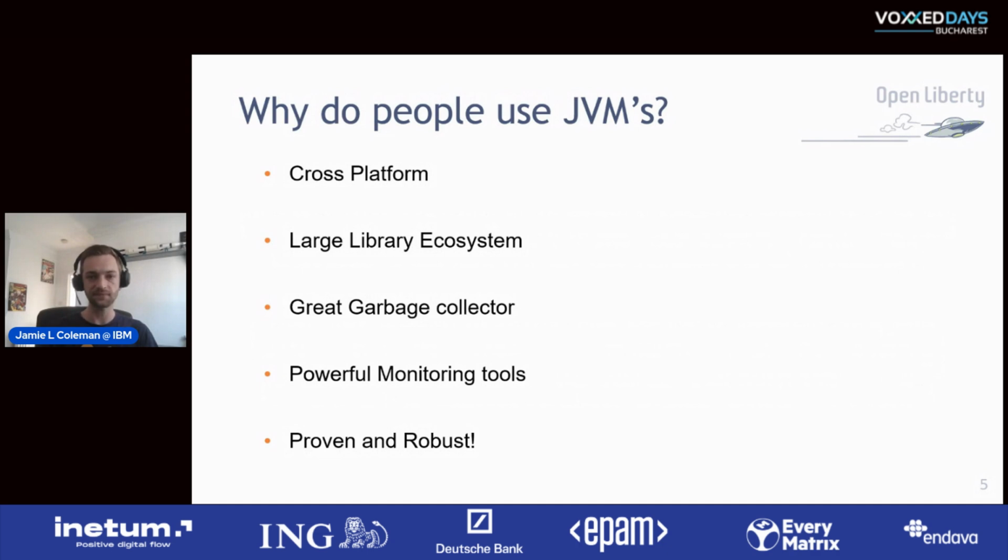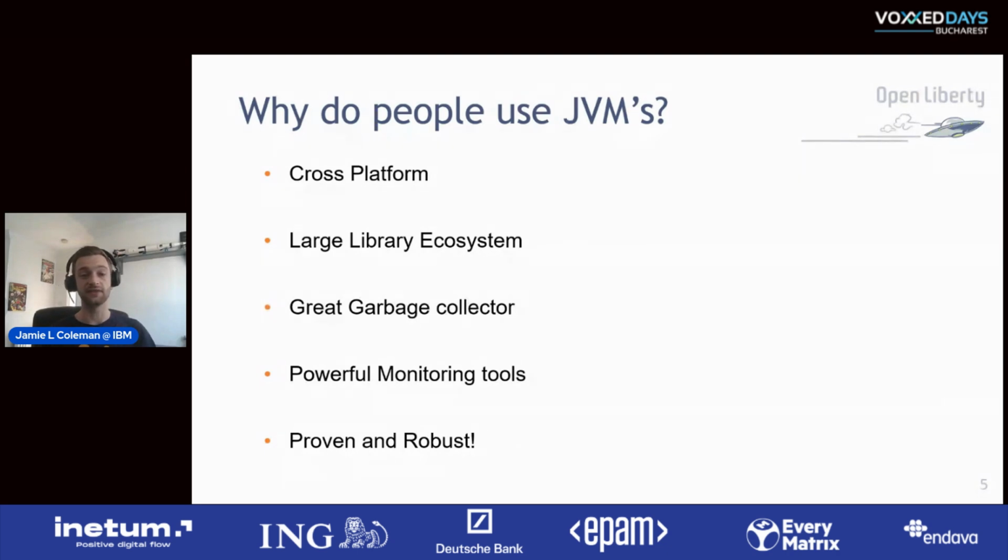So why do people use JVMs? Well, like I mentioned, it's cross-platform, you can generally run Java anywhere. It's got a large library ecosystem. People have been using Java for a very long time, over 25 years. So as you can imagine, the library ecosystem is quite huge. There's libraries pretty much for anything in Java these days. It takes a lot of the memory management burden off the developer and lets the JVM handle all of it. It's got some powerful monitoring tools. It's been around for a long time, so people have created some great monitoring tools for it. And it's proven and robust.